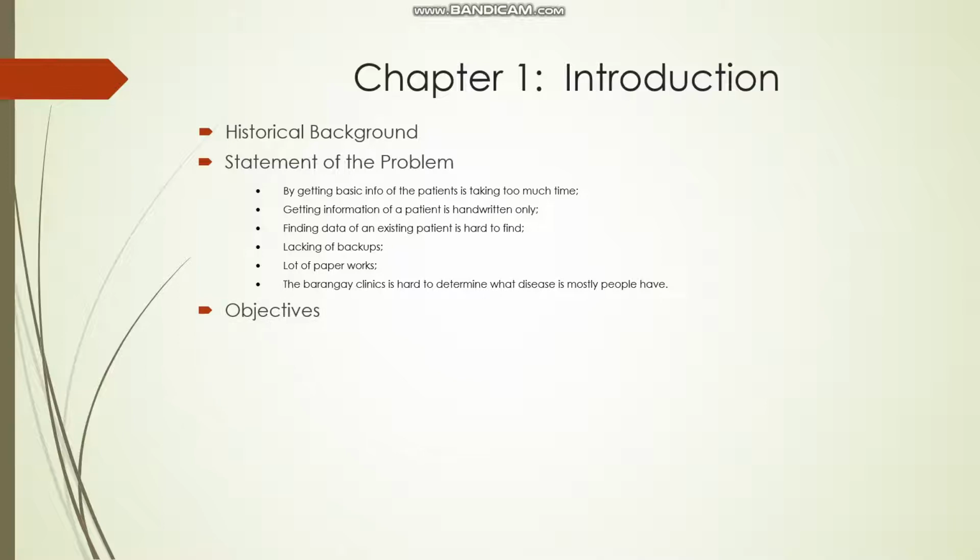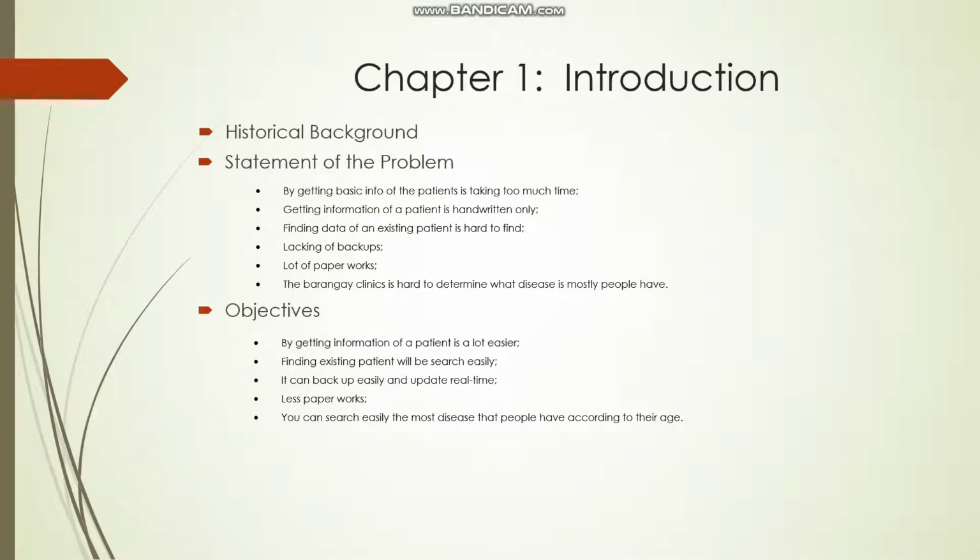Here are the objectives of our proposed system. Getting information of a patient will be a lot easier. Finding an existing patient will be searched easily. It can back up easily and update in real time. Less paperwork. You can easily search for the most common disease that people have according to their age.